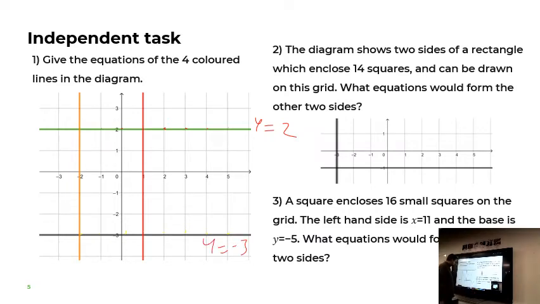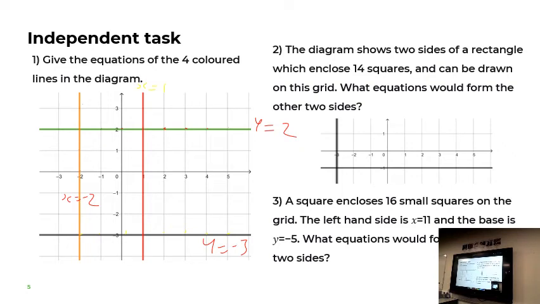Let's have a look at the orange line. The y value now is changing. It could be anything you like it to be, but the x value is definitely the same. So here we've got x, which is -2. For the red line, the y value is changing, but the x value is the same. So here we've got x is equal to 1.